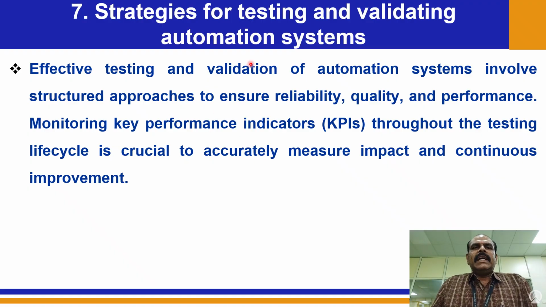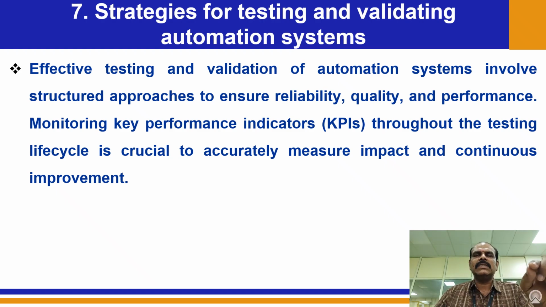Effective testing and validation of automation systems involve a structured approach. It is not something we do accidentally. It is a structured activity whose purpose is to ensure reliability, quality and performance. The key performance indicators, or the benchmarks we set on a system, are used to accurately measure the impact on the system. We have a system, and for that system we are going to set these KPIs as benchmarks.